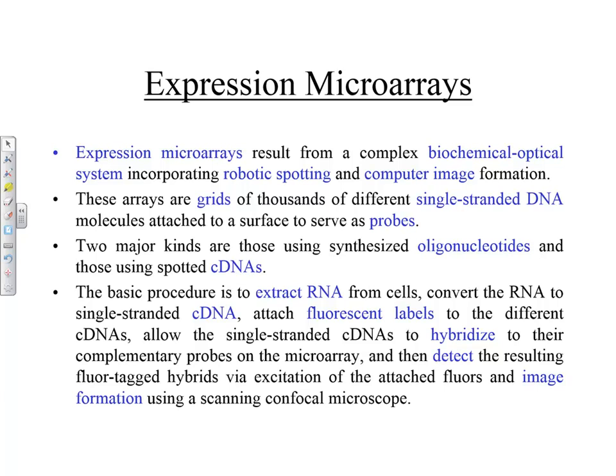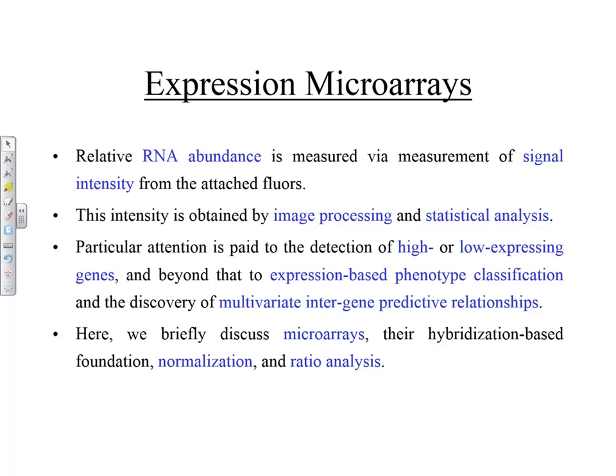So the basic procedure is to extract RNA from cells, convert the RNA to single-stranded complementary DNA using reverse transcription, attach fluorescent labels, which I showed you on the picture, to the different cDNAs, allow the single-stranded cDNAs to hybridize to their complementary probes on the microarray, and then detect the resulting fluor-tagged hybrids via excitation of the attached fluors and image formation using a scanning confocal microscope. So relative RNA abundance is measured via measurement of signal intensity from the attached fluors.